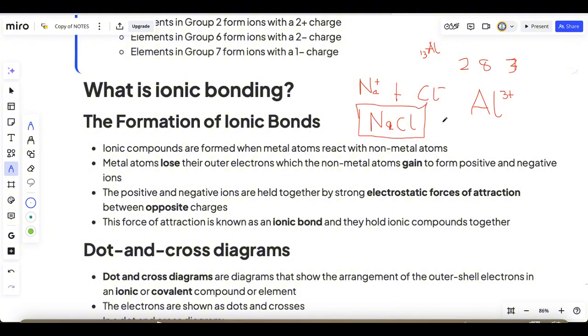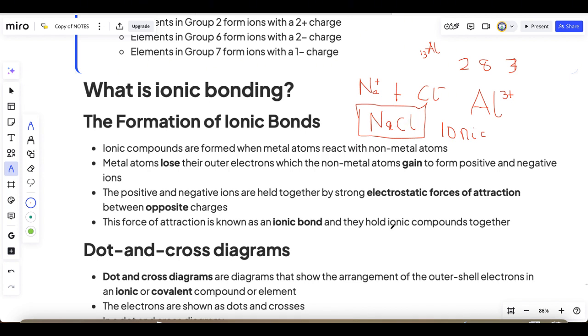That force is called ionic bonding. That bond that holds them together is called ionic bonding. Why is it called ionic bonding? Because it's coming from ionic reaction. This one loses an electron, this one takes it from me, and they join together as one union. So that bond is called ionic bonding.